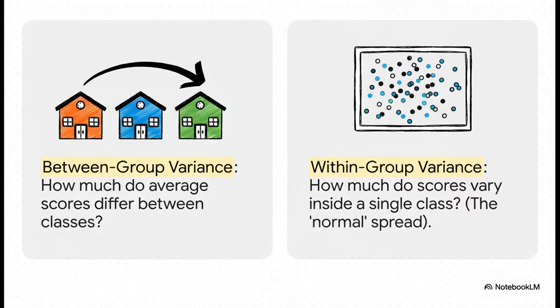Let me give you an analogy to make this super clear. Think about 3 different classrooms taking the same test. The between-group variance is how much the average score differs from one class to the next. Are the classes really performing differently? Then you have the within-group variance. That's just the natural spread of scores inside any one classroom. Some students will do better, some will do worse. It's just normal variation. ANOVA just weighs these 2 things against each other.